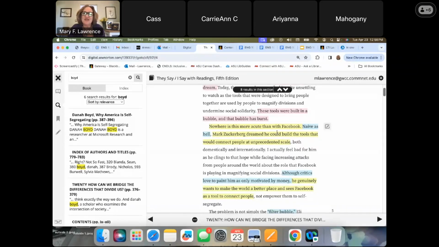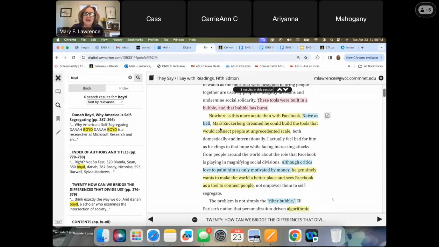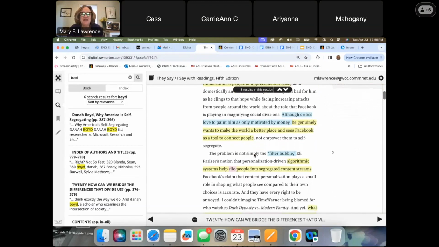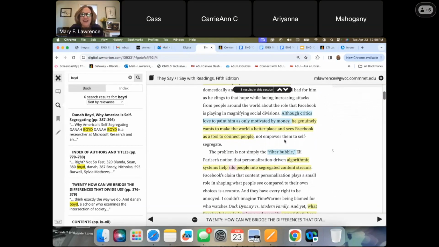So she says, nowhere is this more acute than with Facebook. She claims Mark Zuckerberg, the founder of Facebook, was naive in thinking that he could connect people like this all over the world. But he's now a billionaire. Does anyone think he's naive? Or that he was naive? Aaron says no. Yeah, maybe that was his idea, to connect with friends. And really, you think about it, that is a good idea, to be able to connect with friends through the social media platform. But right, once the money gets involved and he becomes a billionaire, things change. But I'm one of the critics. She says, although critics love to paint him as only motivated by money, he genuinely wants to make the world a better place and sees Facebook as a tool to connect people. Okay, that's her perspective there.